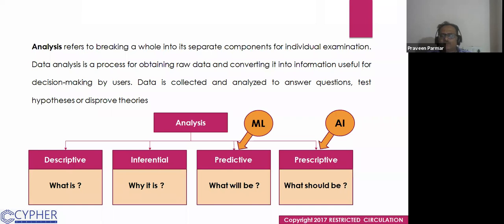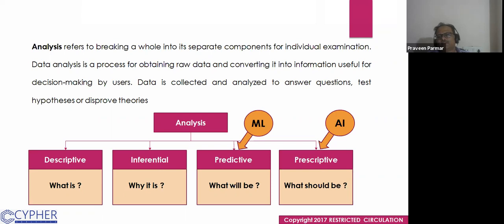And inferential analysis, what is it? We use hypothesis testing, for example whether there is a significant difference in the marks of mathematics between section A and section B students. So that is inferential analysis. It is the study of cause and effect.